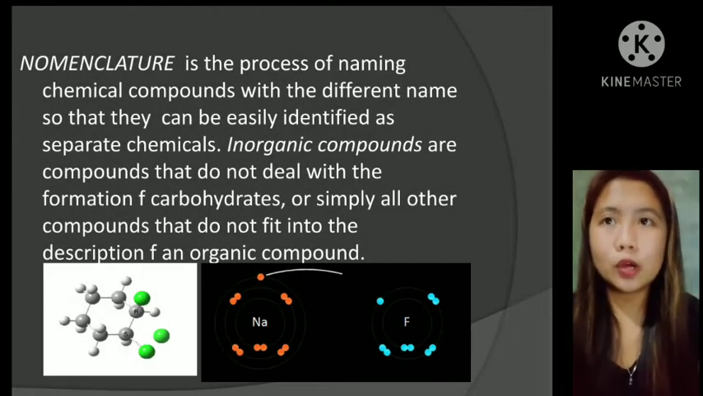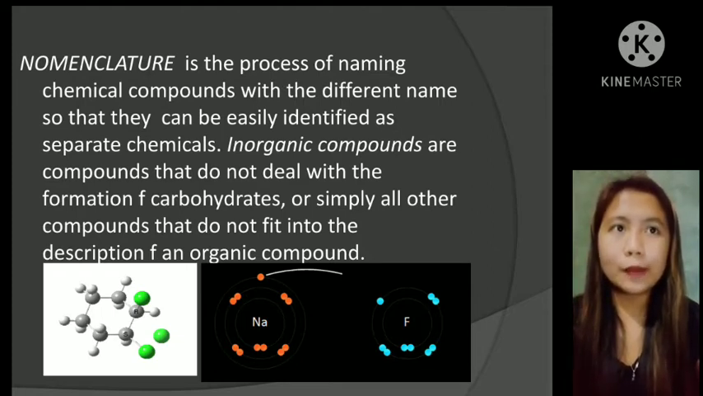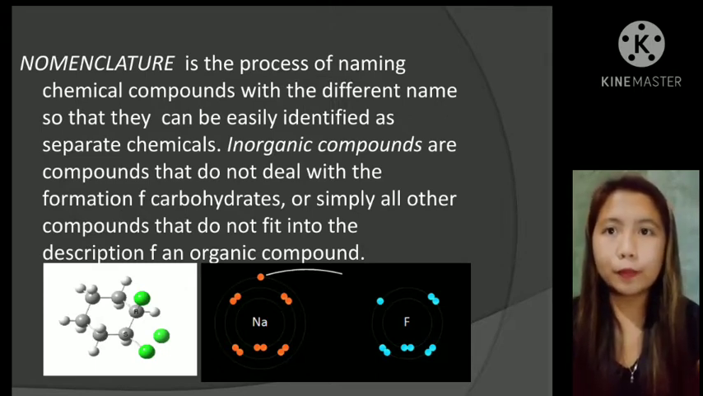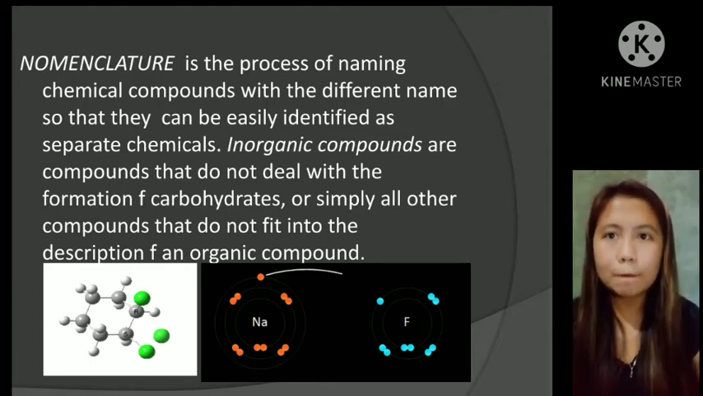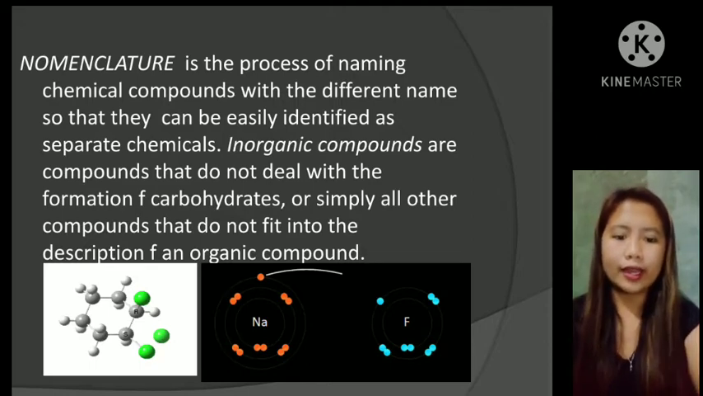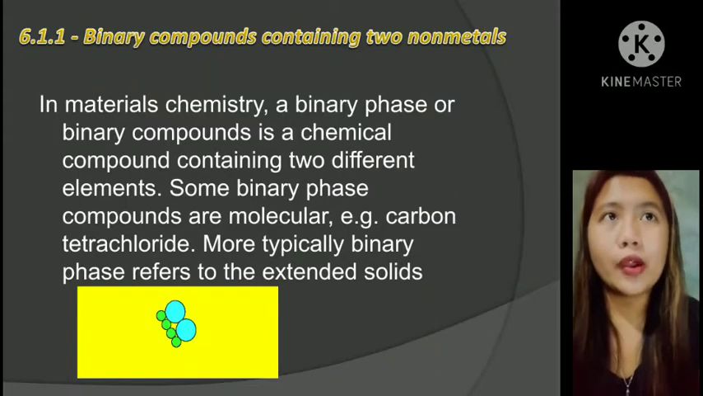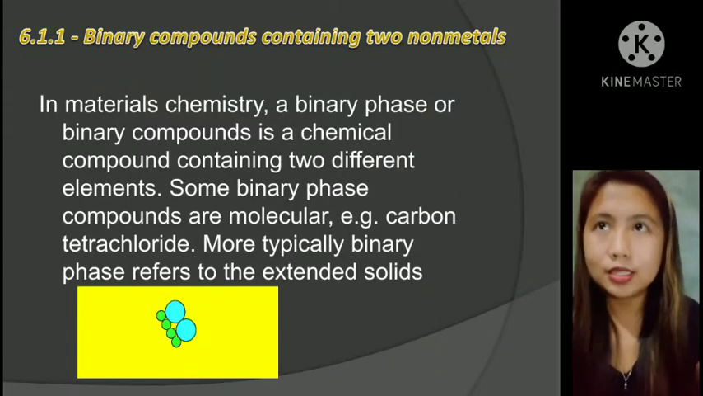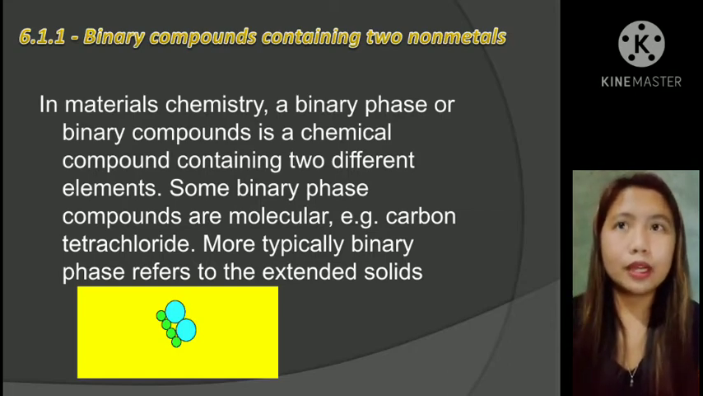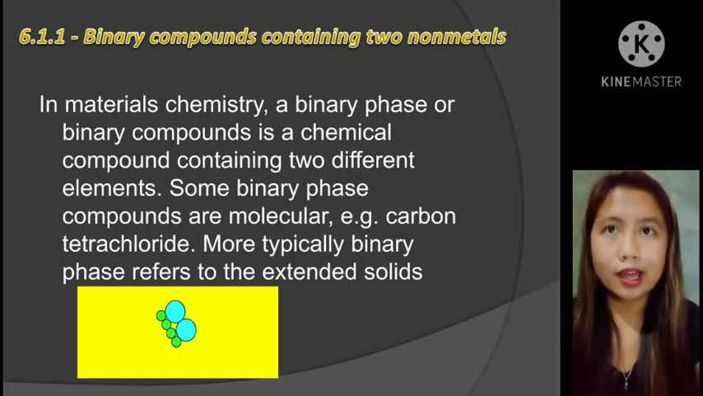Nomenclature is the process of naming chemical compounds with different names so that they can be easily identified as separate chemicals. Inorganic compounds are compounds that do not deal with the formation of carbohydrates, or simply all the compounds that do not fit into the description of an organic. Let's talk about binary compounds containing nonmetals. In materials chemistry, a binary phase or binary compound is a chemical compound containing two different elements.